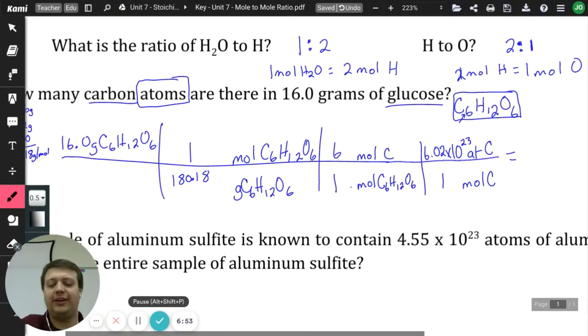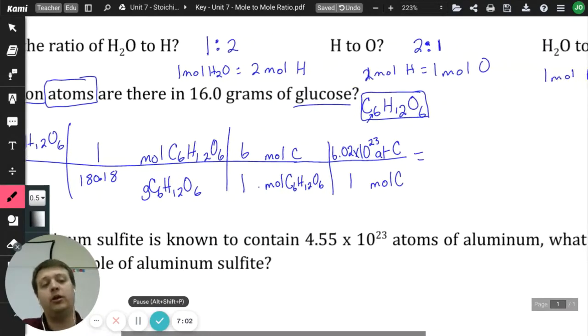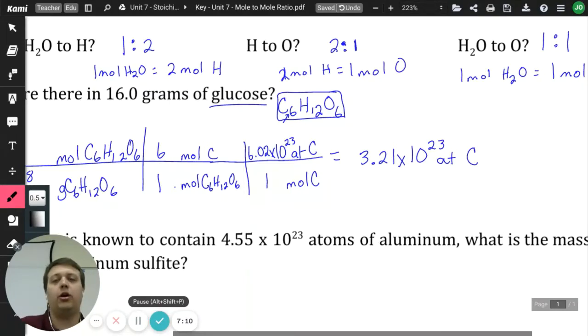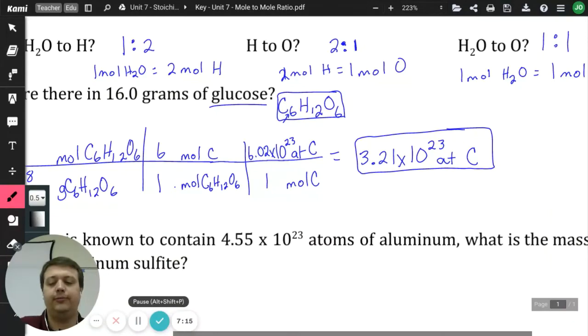And we'll do 16 times 1 times 6 times 6.02 times 10 to the 23rd divided by 180.18 divided by 1, and we will get 3.21 times 10 to the 23rd atoms of carbon. And then this would be our answer.